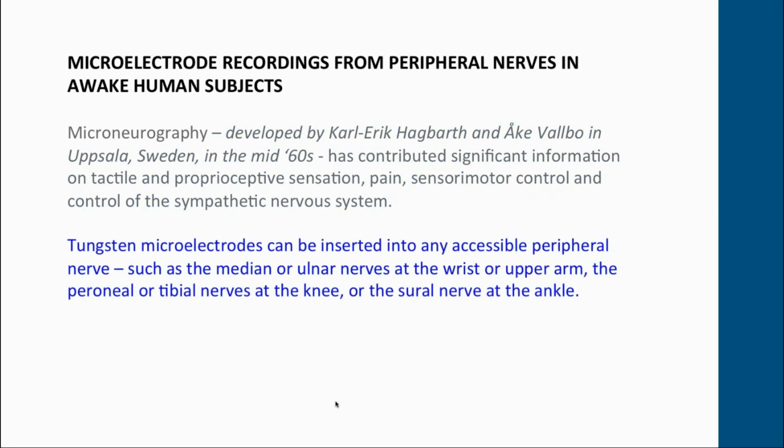Tungsten microelectrodes can be inserted into any accessible peripheral nerve, usually the median or ulnar nerves at the wrist and/or the upper arm, and these are useful for recording from tactile afferents and spindle afferents, etc. The common peroneal or tibial nerves at the knee are typically used for recording sympathetic activity. Interestingly, the Japanese favor the tibial nerve at the knee.